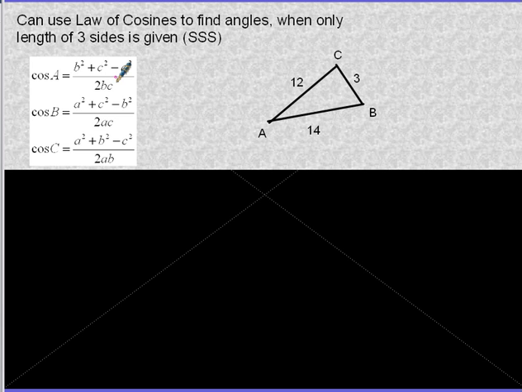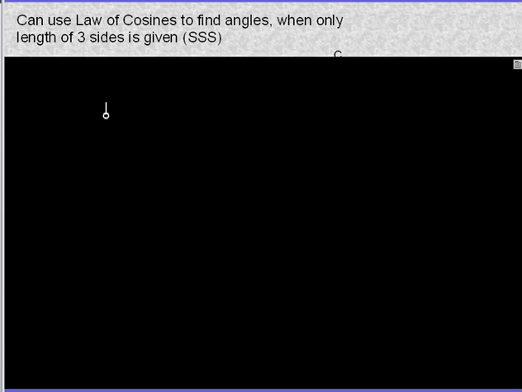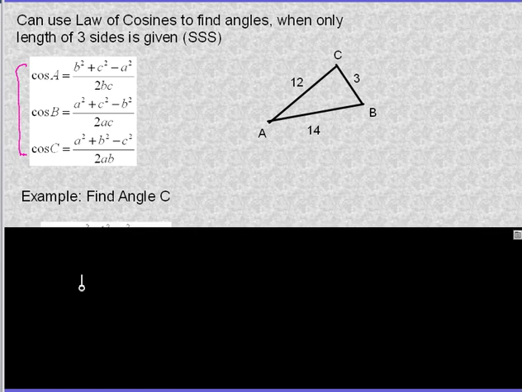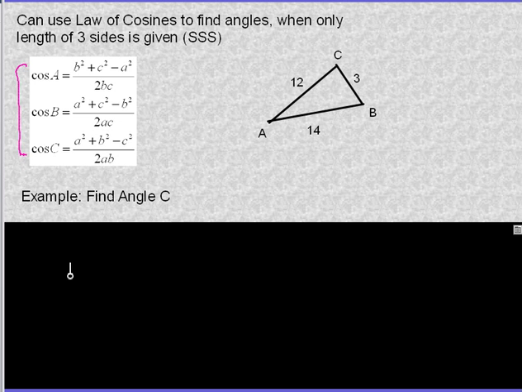And depending on which angle you're looking for, the sides are just going to be in a different place in the formula. It's the same formula. So if you can remember conceptually what it means and not have to specifically plug in A, B, and C, it probably will be best, though you will have a formula sheet. So finding angle C: the two sides that aren't associated with the angle, so it's going to be cosine of C equals 12 squared plus 3 squared minus this 14 squared over 2 times 12 times 14.